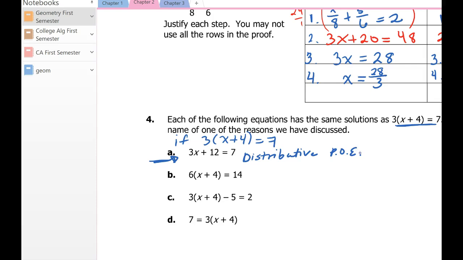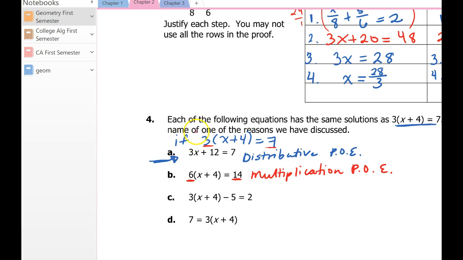Letter B. Using that same conditional, or using that same hypothesis, if 3 times quantity x plus 4 equals 7, what would allow us to say that that's the same thing as 6 times quantity x plus 4 equals 14? Noah? Division. Well, that would be if you divided to both sides, but how do we get from the number 3 to 6 and 7 to 14? Multiplication. Awesome. So that would be the multiplication property of equality.